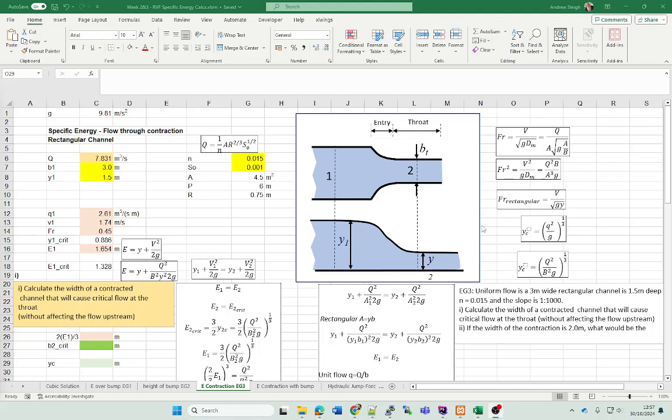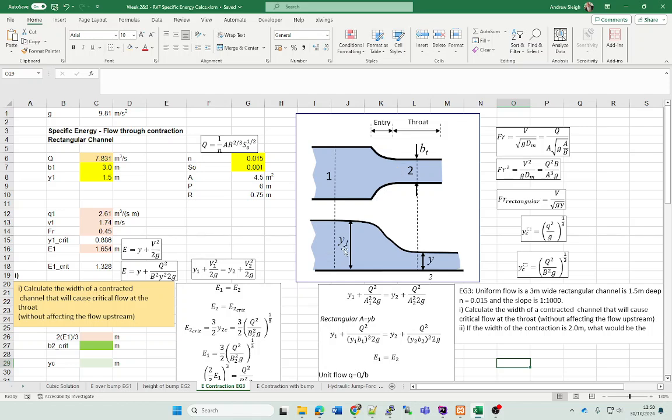Okay, we're going to look at further examples from the week 2-3 rapidly varied flow, specific energy calcs, and in this one we're going to look at the energy in a contraction, EG3, so the fourth tab. The question here is looking at flow in a contraction, so it's got a width of 1, which is wider than width at 2, so the flow is contracting.